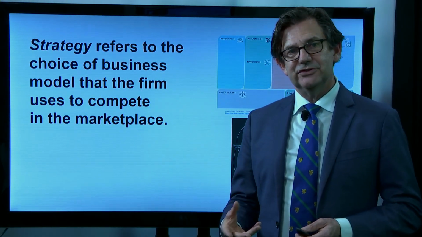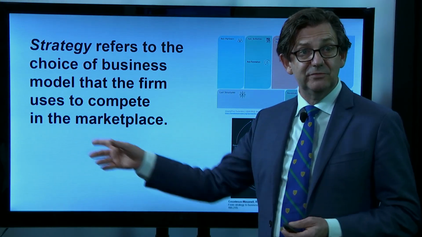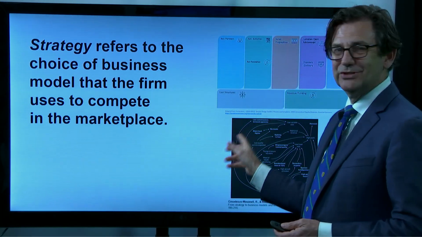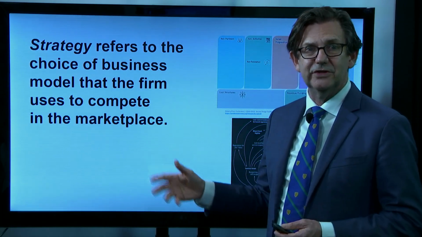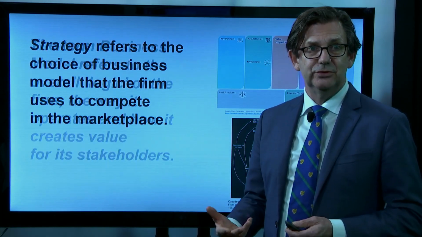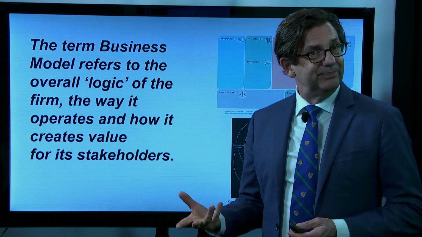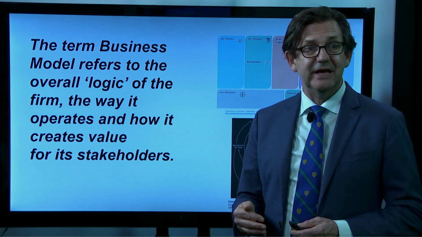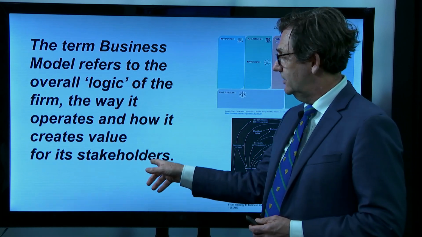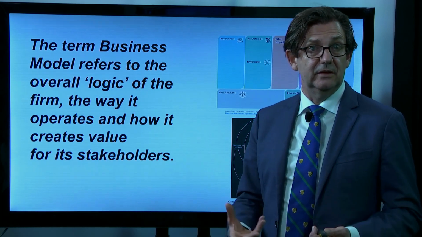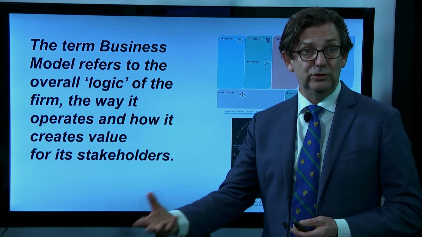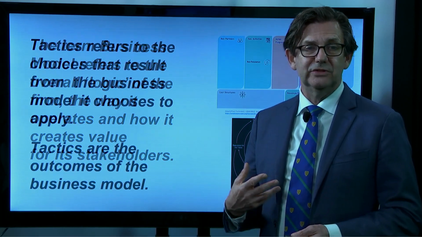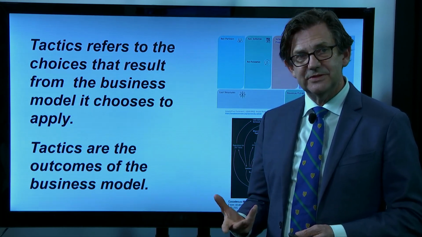A couple of definitions. So to me, strategy refers to the choice of business model that the firm uses to compete in the marketplace, not just what it looks like, but also the components of the business model and how you go about doing business. So a technical term refers to the logic of the way the firm operates and how it creates value for its stakeholders. And note that keyword stakeholders. This can be shareholders, employees, the end users of the product, and often society at large is also clearly an important stakeholder in a business model.